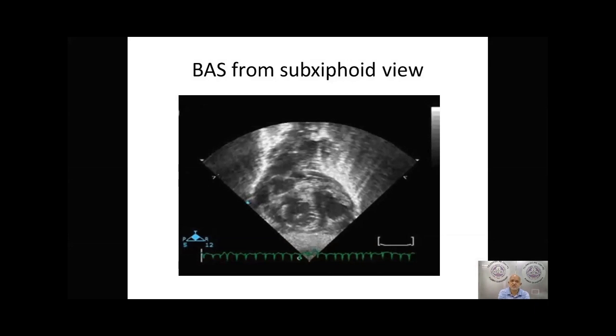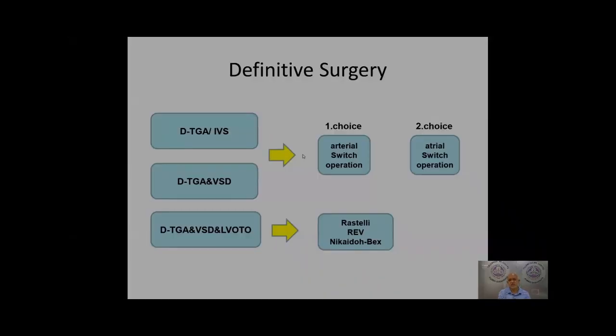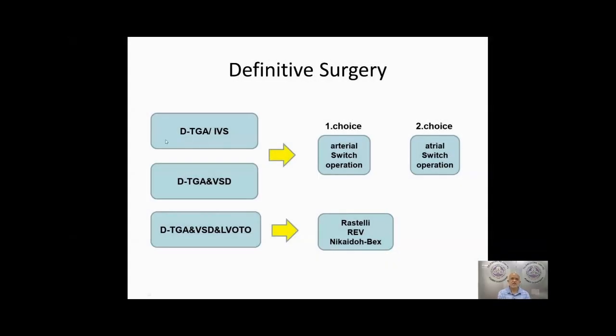And I'm sorry, I'm not able to play this window, but balloon atrial septostomy can be done echo-guided, and in a lot of centers, a lot of physicians are quite comfortable with echo-guided septostomy. Definitive surgery for TGA with intact septum is arterial switch surgery.